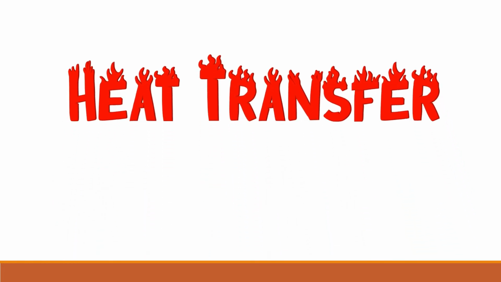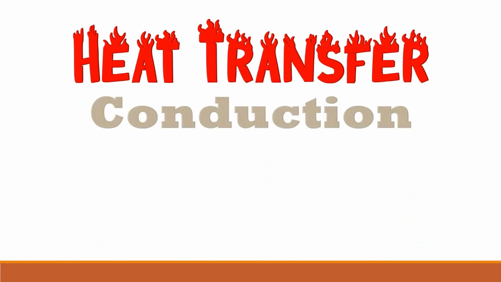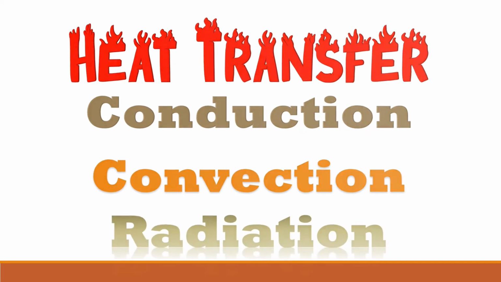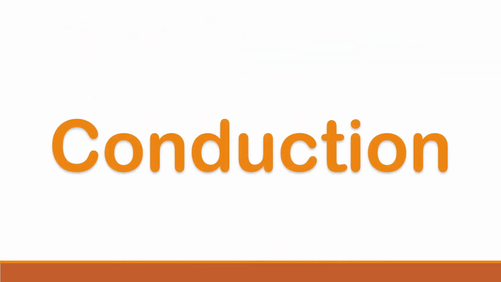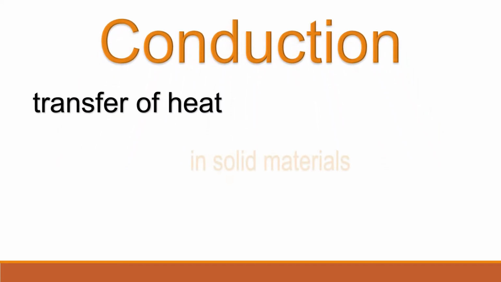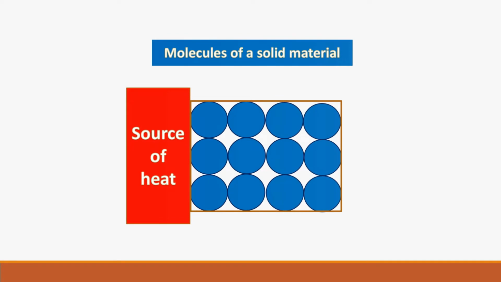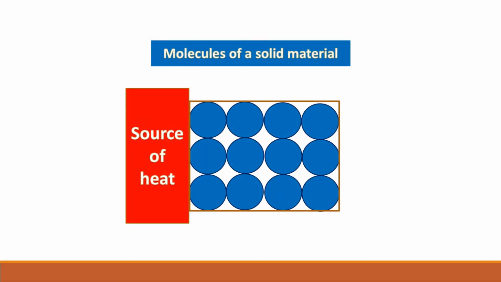Heat transfer occurs in three ways: conduction, convection, and radiation. In this video, we are going to focus on conduction, the process of heat transfer in solid materials. Conduction is the transfer of heat through solid materials by direct contact. If the source of heat and a solid come in contact or touch each other, conduction happens.